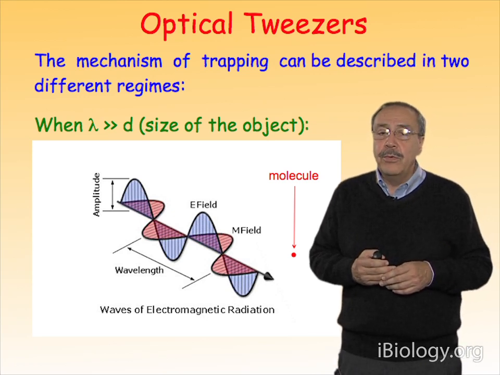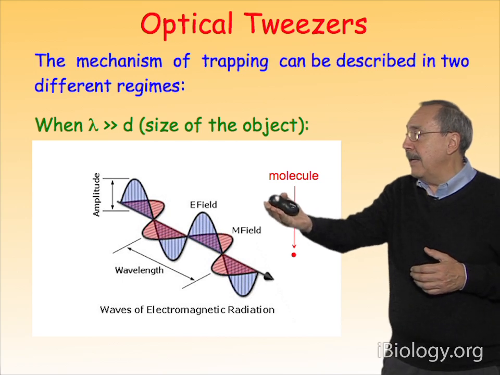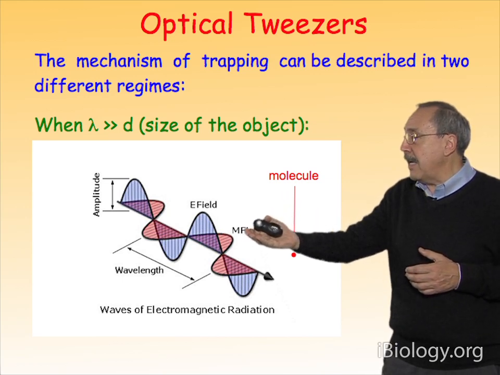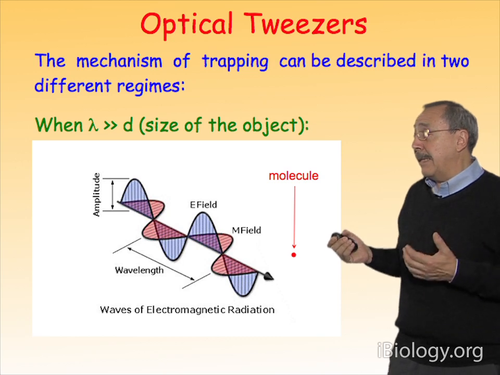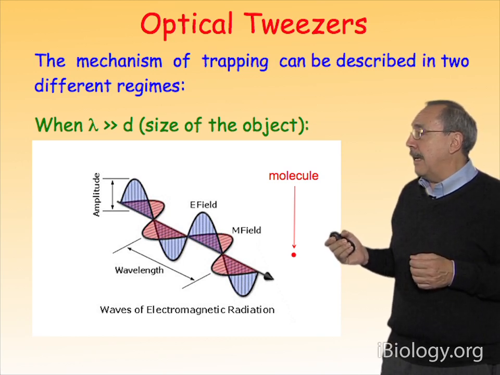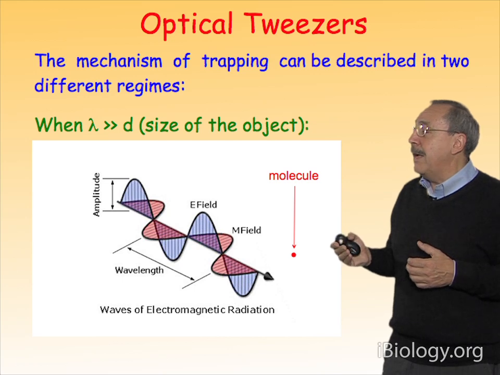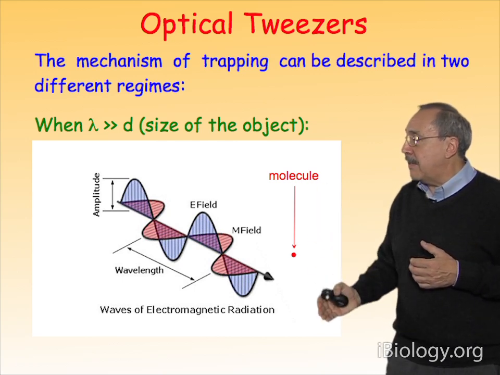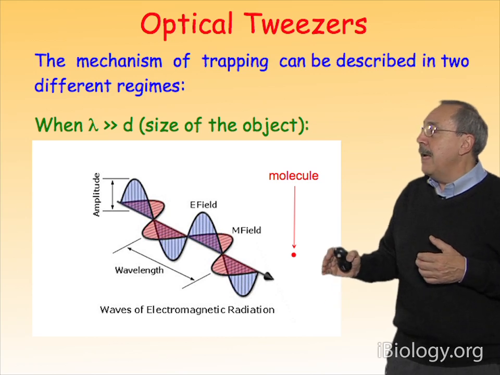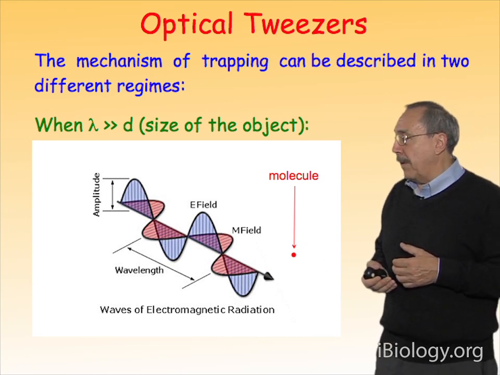And I remind you that light can be seen as nothing else but electromagnetic radiation that travels in space, and that electromagnetic radiation, when it is polarized, means that you have an electric field that is vibrating in a particular plane, in this case the vertical plane, and then a magnetic field that is vibrating in the horizontal plane.